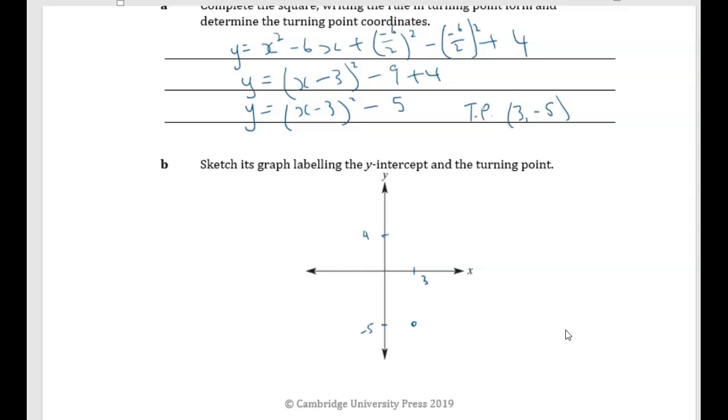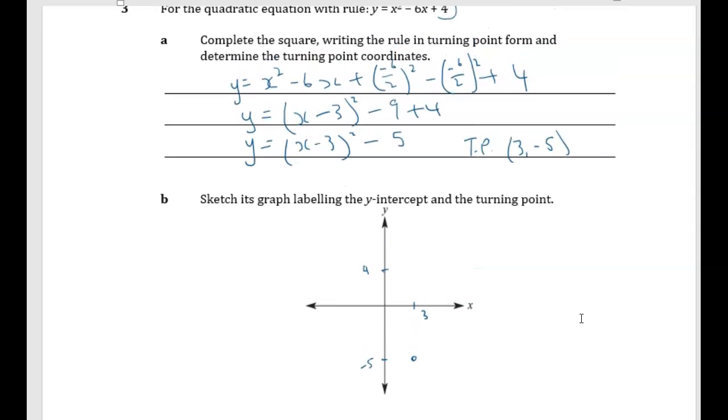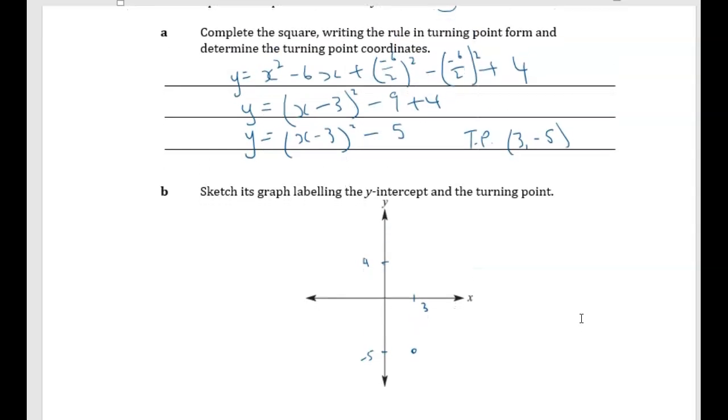Now, it doesn't say to do the x-intercepts, but if you were doing the x-intercepts, I can clearly see they're going to be surds. So let's just draw the graph. I guess it goes something like that.